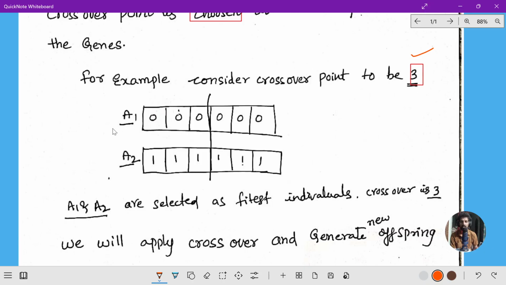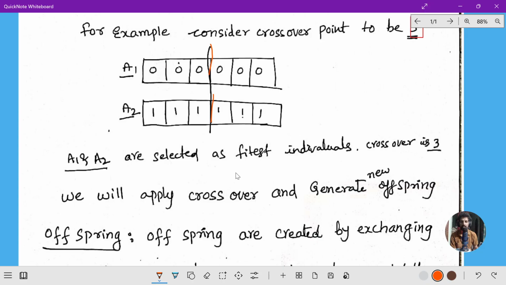We are going to select from the left side 1 2 3. So this is called the crossover point. And for A2, 1 2 3, this is also the crossover point. So A1 and A2 are selected as the fittest individuals with crossover point 3. So we'll apply crossover and generate new offspring. When we apply crossover to these two, the first 3 digits are as usual, so that is 3 zeros, and these 3 will come here, so that is 0 0 0. This is 1 1 1.